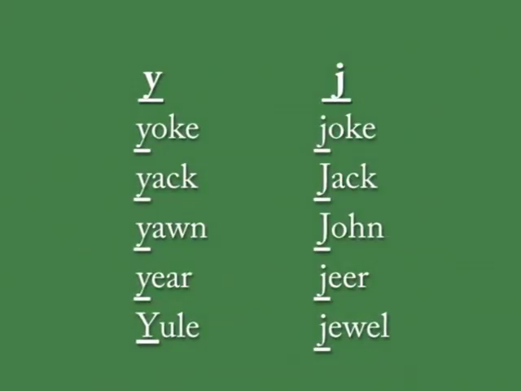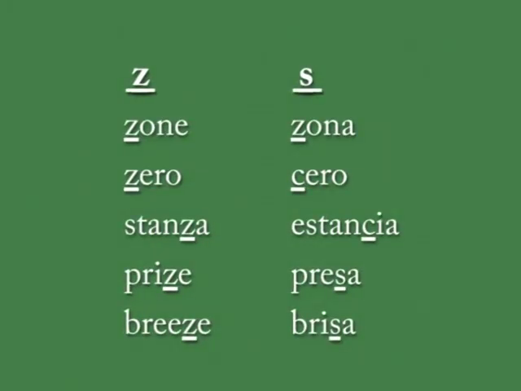Y, j. Yoke, joke. Yak, jack. Yawn, John. Year, jeer. Yule, jewel. Z, S. Zone, zona. Zero, cero. Stanza, estancia. Prize, presa. Breeze, brisa.